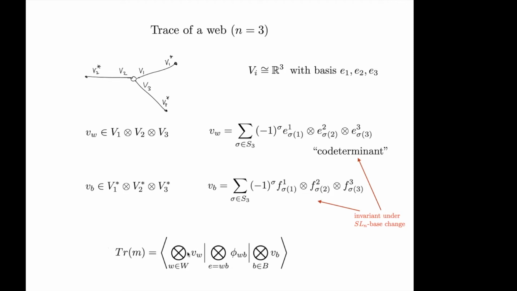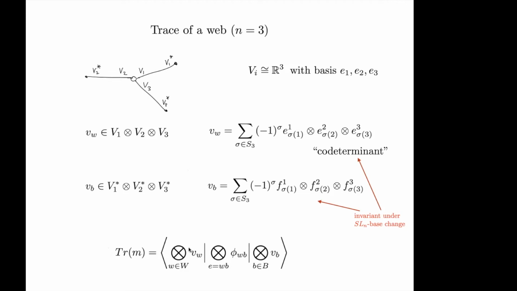Well, the trace is just, you kind of do the natural thing on each edge. Well, you have a tensor over here, you have a tensor over there. You can apply the parallel transport to transport a vector here over to there, and then contract with the dual vector. And that's kind of what's going on.